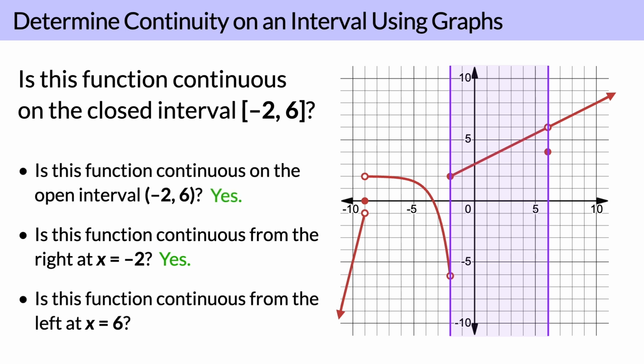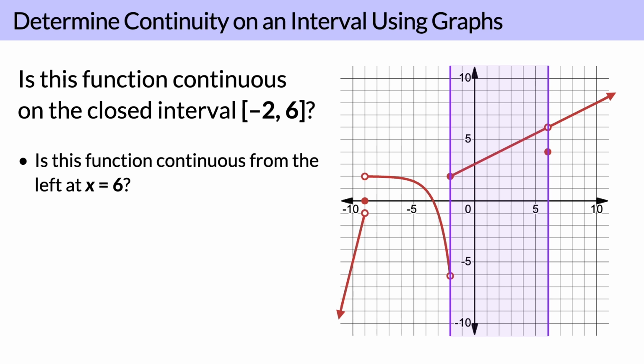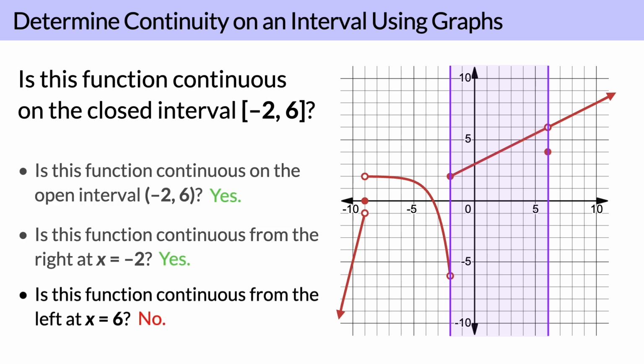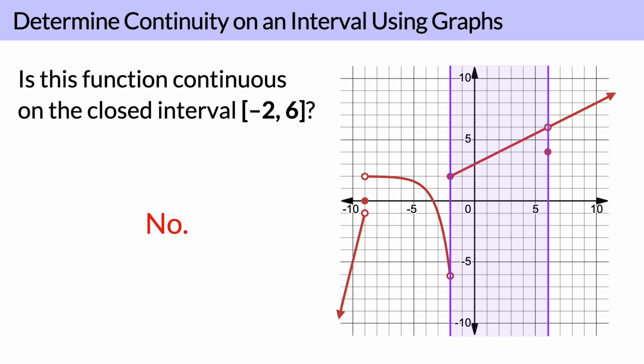Finally, let's check whether the function is continuous from the left at x equals 6. Again, we need to see if the function's value at x equals 6 equals the left-hand limit. In this case, f of 6 equals 4. The left-hand limit of our function as x approaches 6, however, is equal to 6. Because these values do not match, this function is not continuous from the left at x equals 6. Because of this, this function is not continuous on the closed interval from -2 to 6.